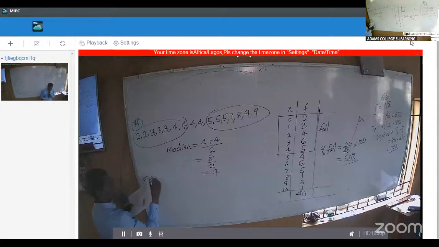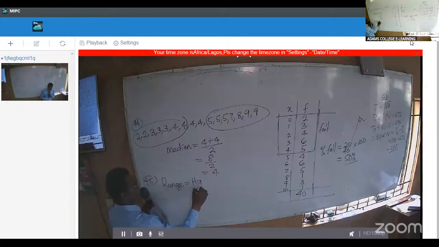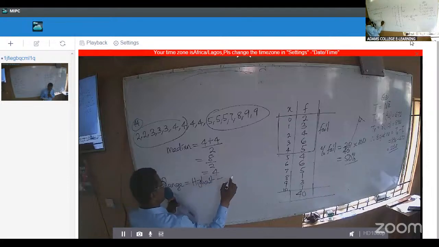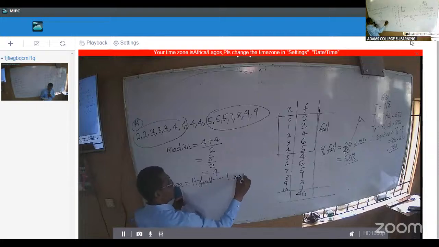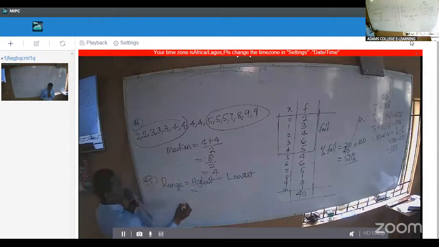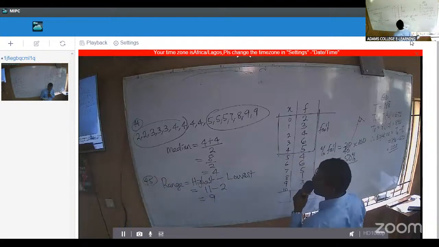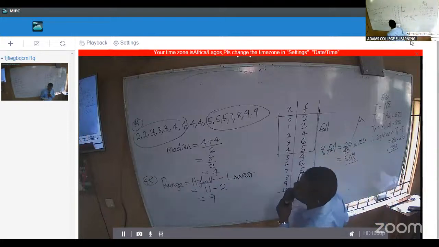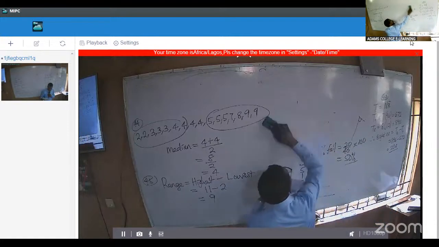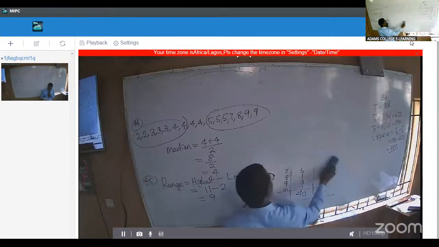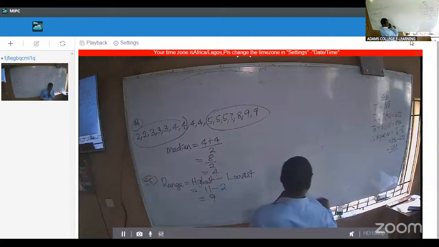Question 45: find the range. Range is highest minus what? Highest minus lowest. What's the highest? What's the lowest? So what's the answer? 9. That's the range. Highest minus lowest. Let's go. 46.